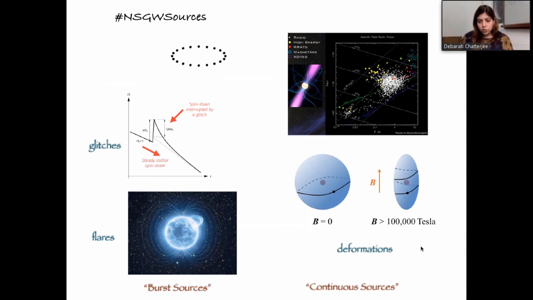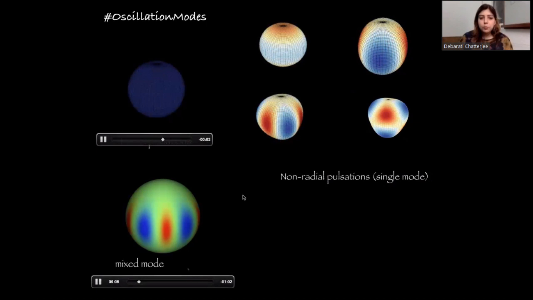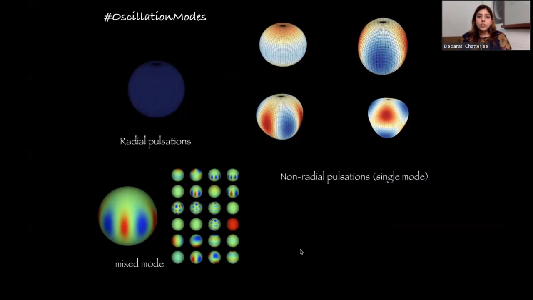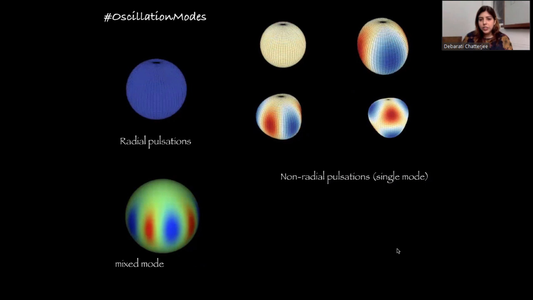What is even more interesting is that we already know about fluid oscillations. We know that a fluid, when perturbed, could show radial or non-radial pulsations. For gravitational waves, we are actually interested in non-radial pulsations. On the right-hand side, you can see single-mode non-radial pulsations and mixed-mode on the left. If these kinds of oscillation modes are triggered in neutron stars, they could produce a non-axisymmetric perturbation and therefore gravitational waves.